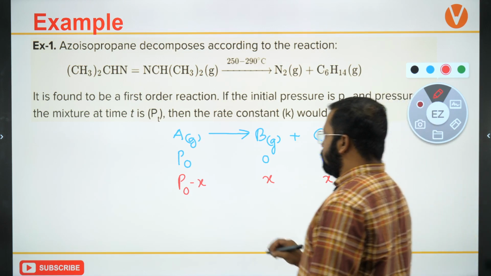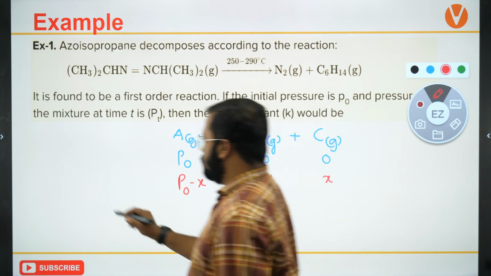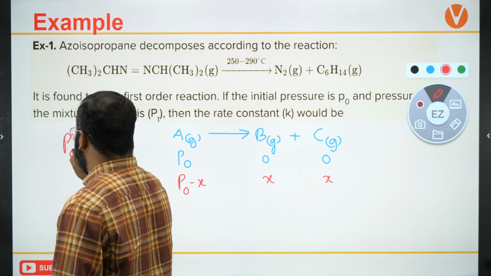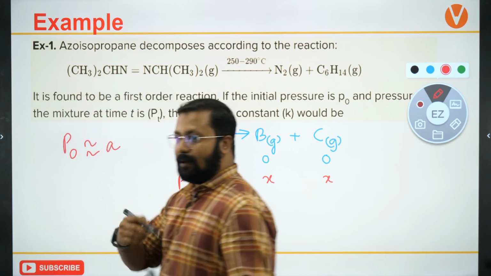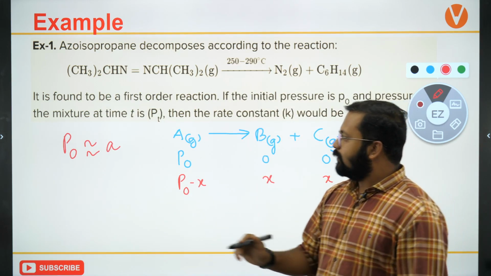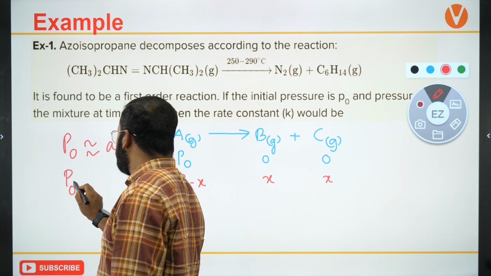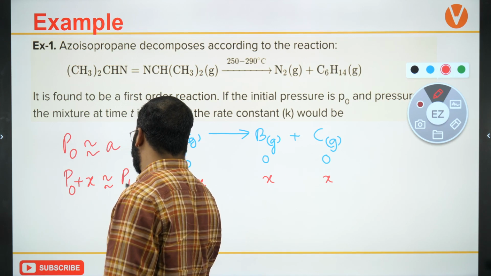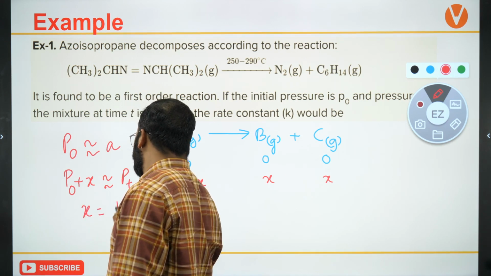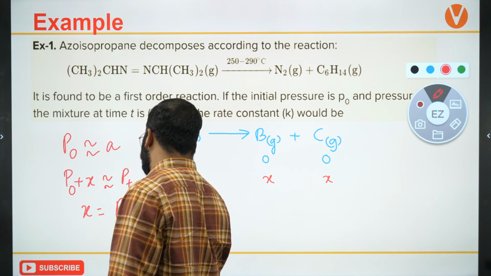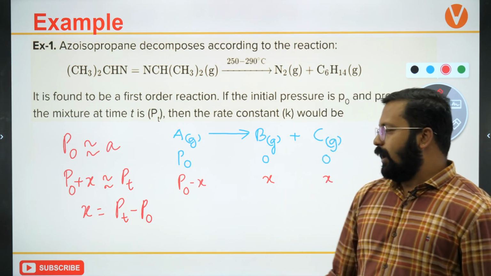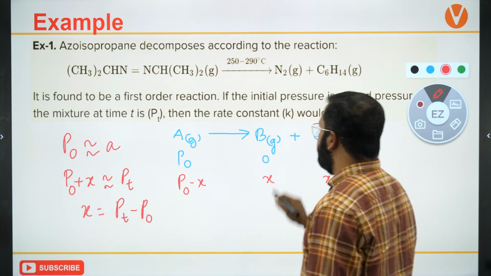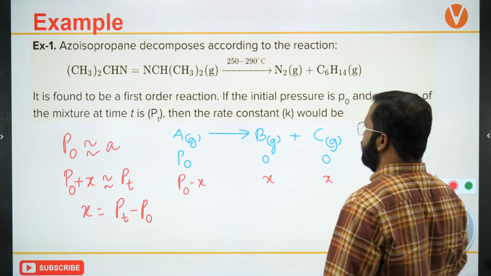Now, what is given? The initial pressure is P naught. So P naught is similar to A, because that represents the initial concentration, and P naught plus x is Pt, and x is equal to Pt minus P naught. Why am I writing P naught plus x is equal to Pt? Because initial pressure is this and the pressure of the mixture.